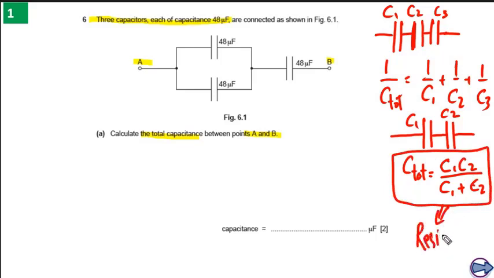So if you remember from AS physics, it is similar to resistors in parallel. So when capacitors are in series, it is similar to resistors in parallel. So this is one point we need to understand.